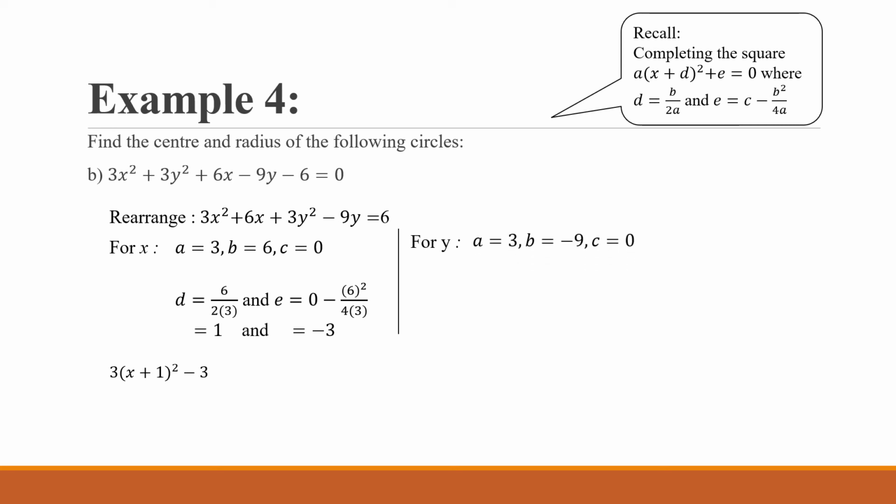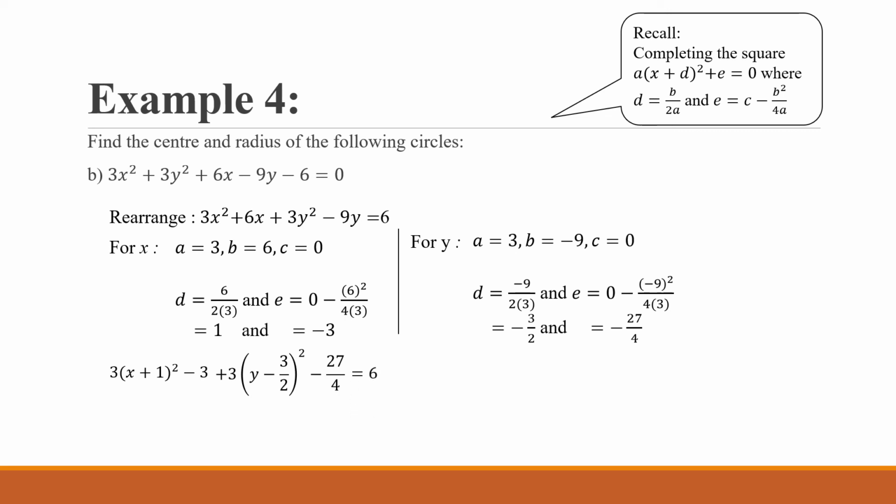A is 3, B is negative 9, C is 0. Therefore, the value for D is negative 3/2 and E is negative 27/4. For y, the completing the square is 3(y - 3/2)² - 27/4. So finally, the completing the square is 3(x + 1)² - 3 + 3(y - 3/2)² - 27/4 = 6.